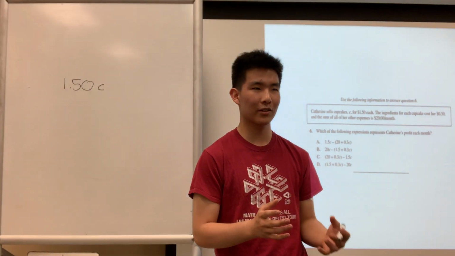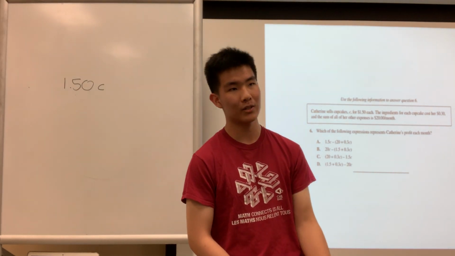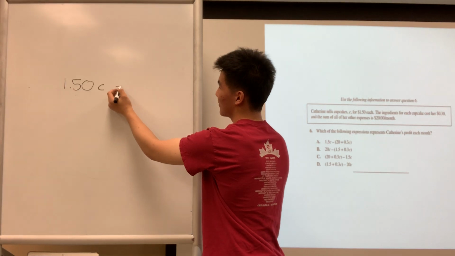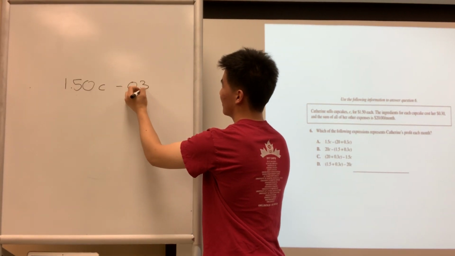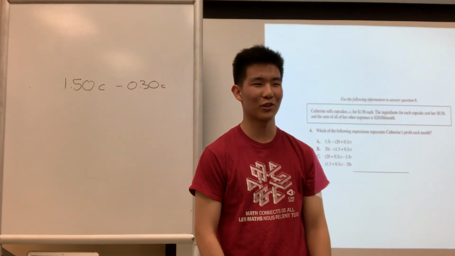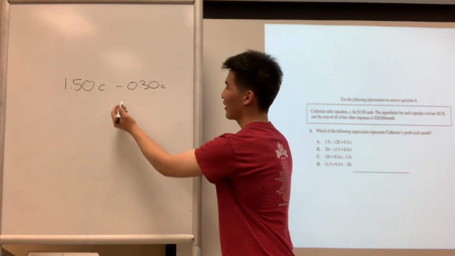So now we have to count in the amount of money that we lost. Each cupcake takes 30 cents away from our profits because we have to spend that in materials. So we know minus 0.30 times C. And then for some reason also we lose $20 of profit per month, unfortunately, which is just minus another 20.